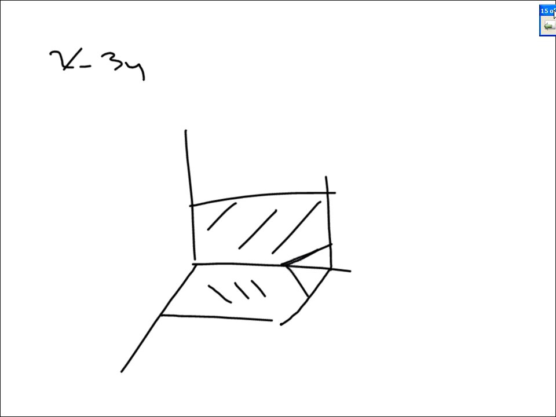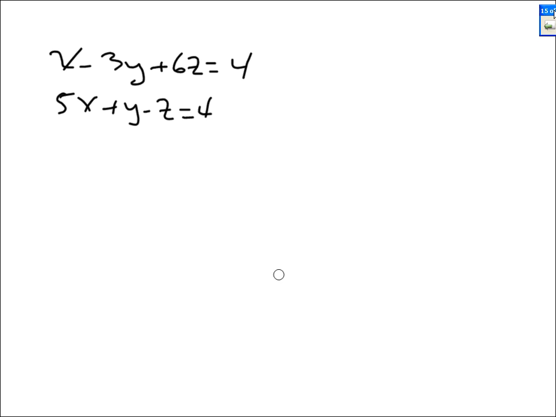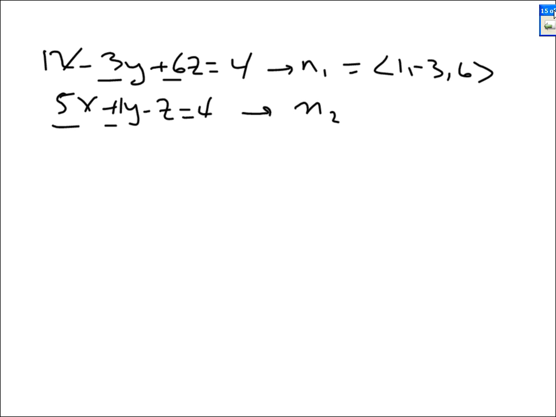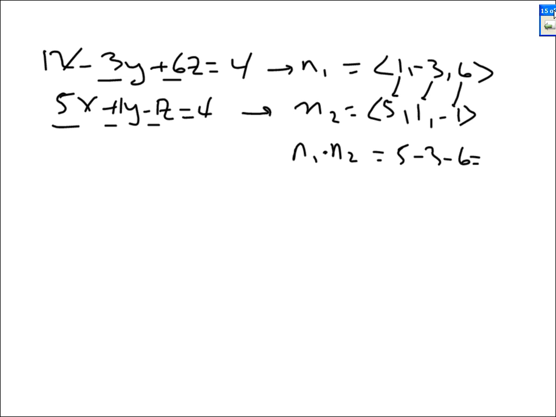Suppose you have x minus 3y plus 6z is 4, and 5x plus y minus z is also 4. So let's find the normals and see if they are orthogonal. The normal is 1, negative 3, 6. The normal for the second one is 5, 1, negative 1. If I dot them, n1 dot n2, that product is 5, that product is negative 3, 5 minus 3 is 2, that product is negative 6, 2 minus 6 is negative 4. It's not 0. So let's find the angle between them.